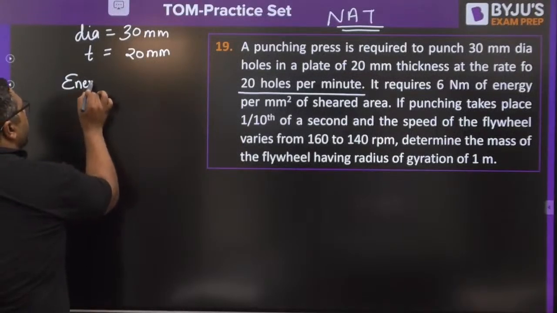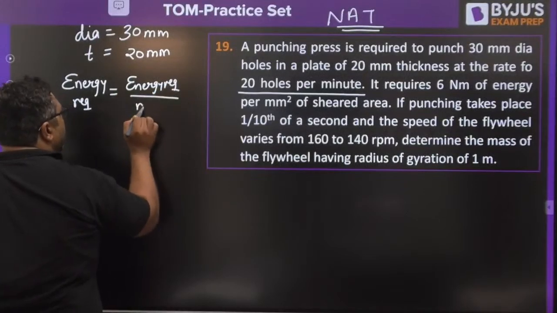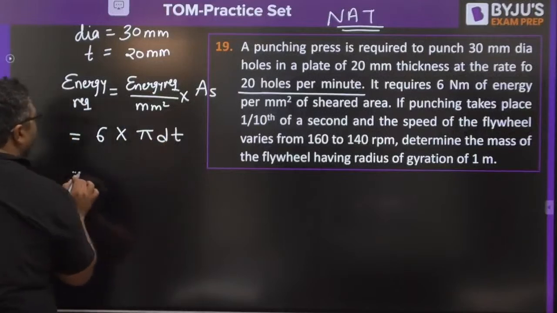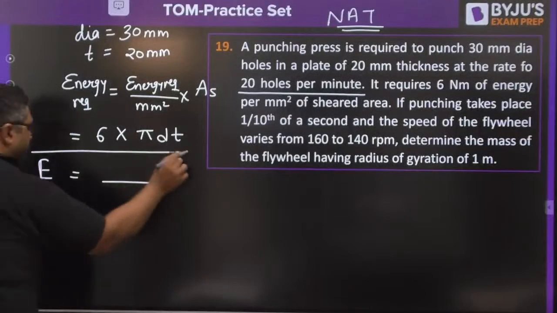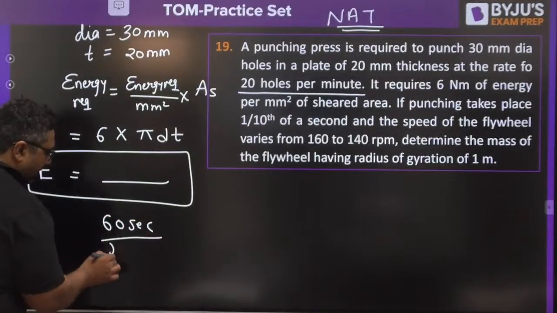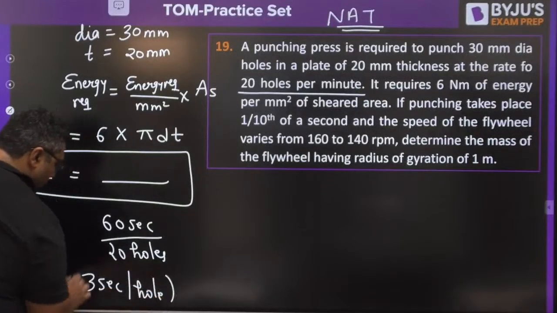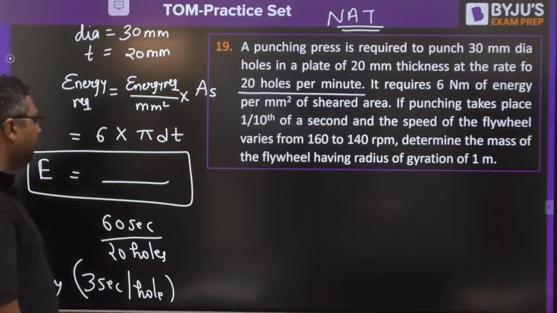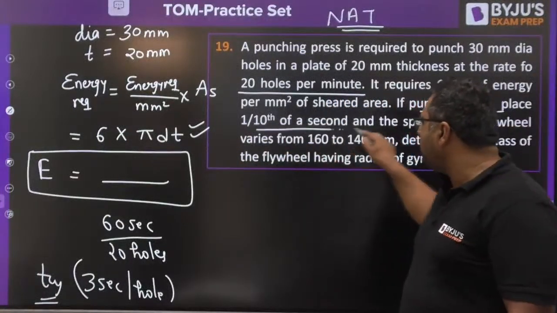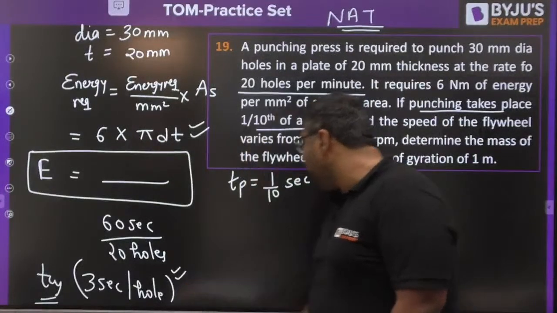So my dear, you know that total energy required can be written as energy required per mm square into shear area. It is given as 6, shear area is pi d t. You can find out the energy required. This is the total energy. And you can see 20 holes per minute. So my dear, 60 seconds by 20 holes. So you can see 3 seconds per hole is the cycle time. So my dear, in this 3 seconds, we need this amount of energy from the motor. If punching takes place in 1/10 of second, so punching time is 1/10 of second. You know 3 seconds per hole means cycle time is 3 seconds.